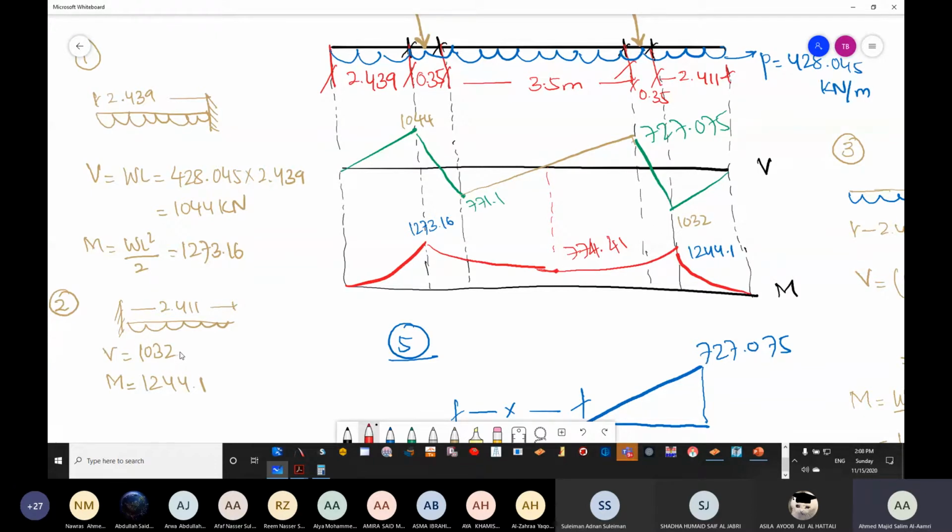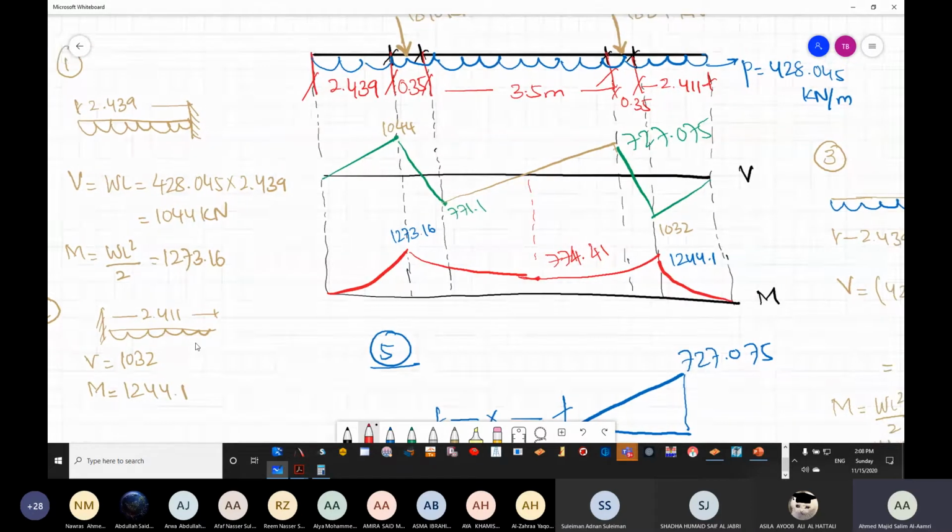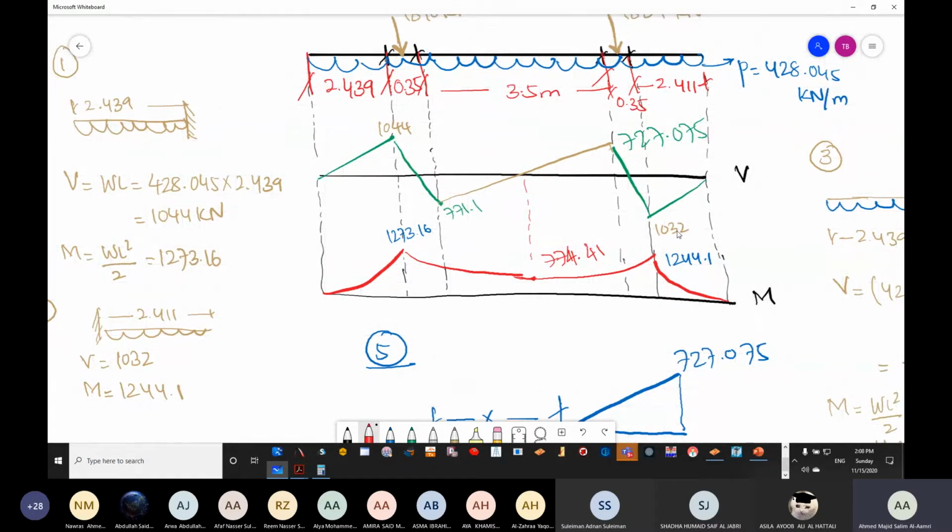So we have got 1,032 and 1,244.1. I have plotted 1,032. Since I'm starting from the other direction, in shear force, you need to flip the direction of drawing. So 1,032, and then we have 204.1 here.